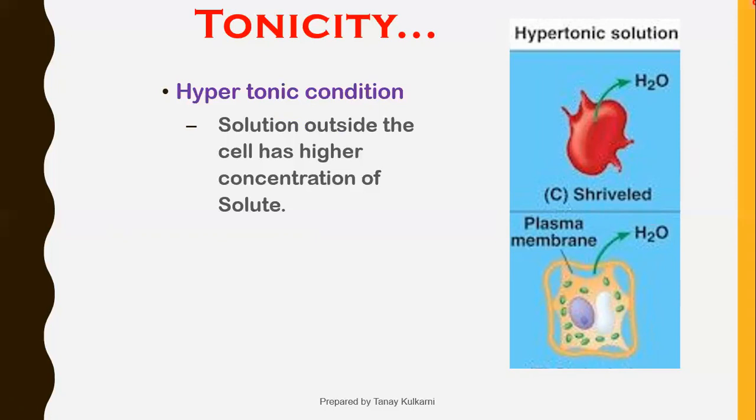And therefore we can say that exoosmosis will take place, and the cell will shrink. If you see this RBC, that is an animal cell, the size has significantly reduced.